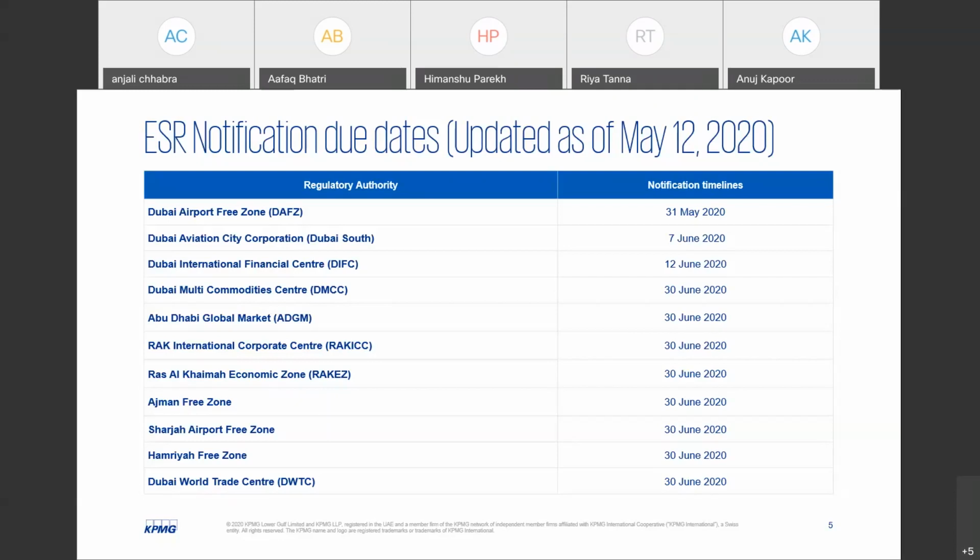Mind you, on the back of the COVID situation, these dates were not as they are. Some of them were 31st of March, some of them were in the first week of May. And as a response to the COVID situation, the regulatory authorities have been empathetic and trying to delay the notification submission. But the important thing here again is the final compliance of ESR is to be completed by 31st of December 2020.